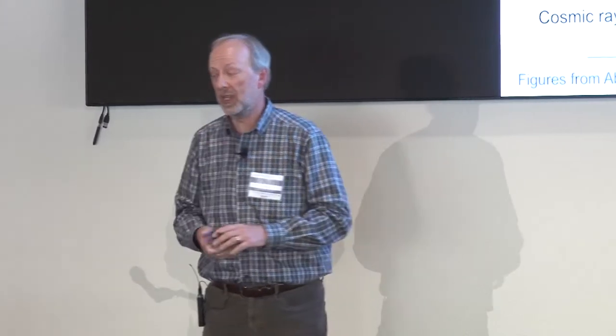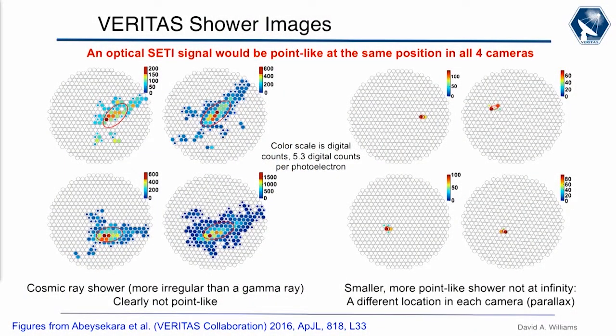So let's take a look at what some shower images look like in VERITAS and think about what an optical SETI signal would look like. An optical SETI signal would be a point-like signal at the same position in all 4 cameras, so consistent with being at infinity. This set of 4 images on the left are the images from a cosmic ray background shower, not a gamma ray shower. These images fill a large portion of the camera, and they're different because the shower is in the atmosphere, not at infinity, but relatively close to the telescopes. They're in different positions in each camera. This is a shower.